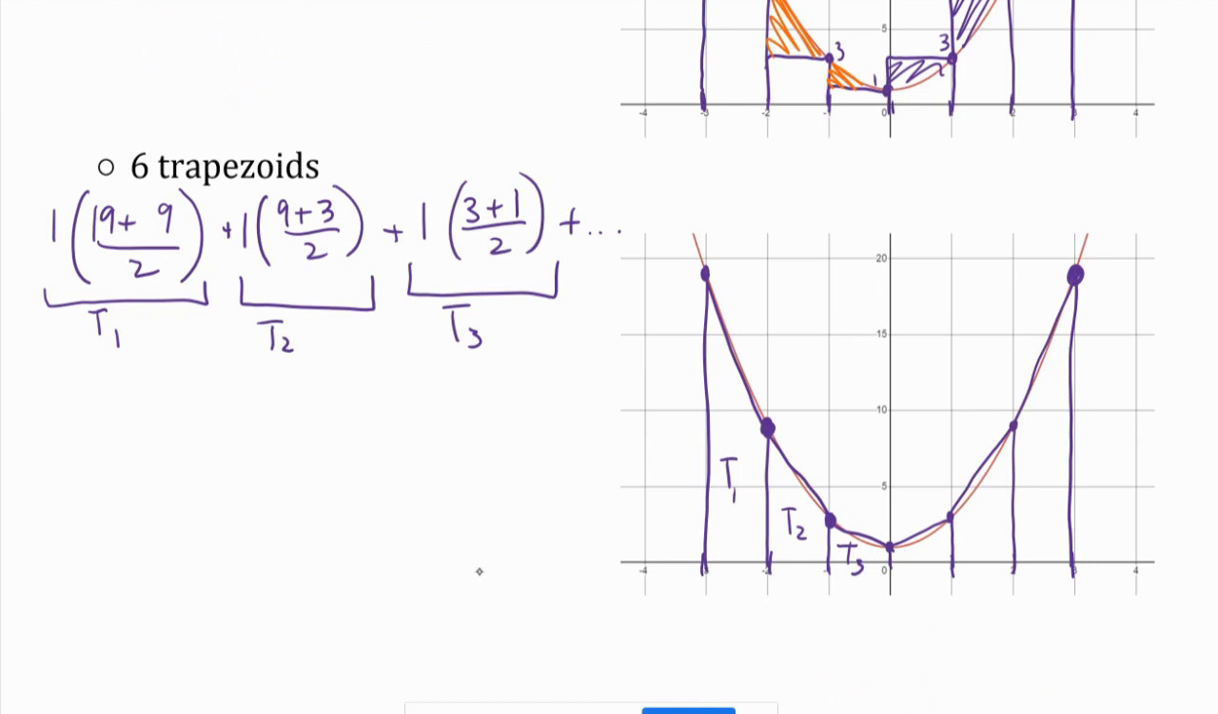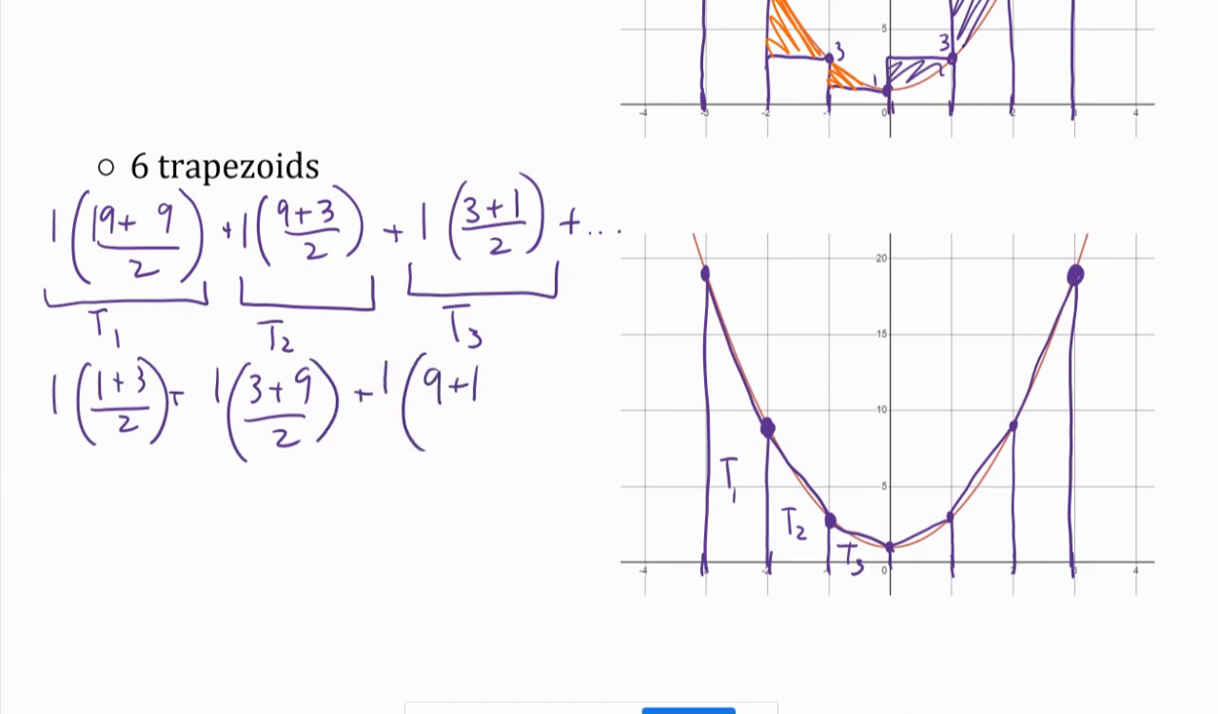So T4 is going to be 1 times 1 plus 3 over 2. T5, 3 plus 9 over 2. And T6, 9 plus 19 over 2. And again, you'll notice that I did use both endpoints once. So my first endpoint I used here, and then my last endpoint I used here. And when I add all of these up, oh my goodness, I get 44 units squared again.